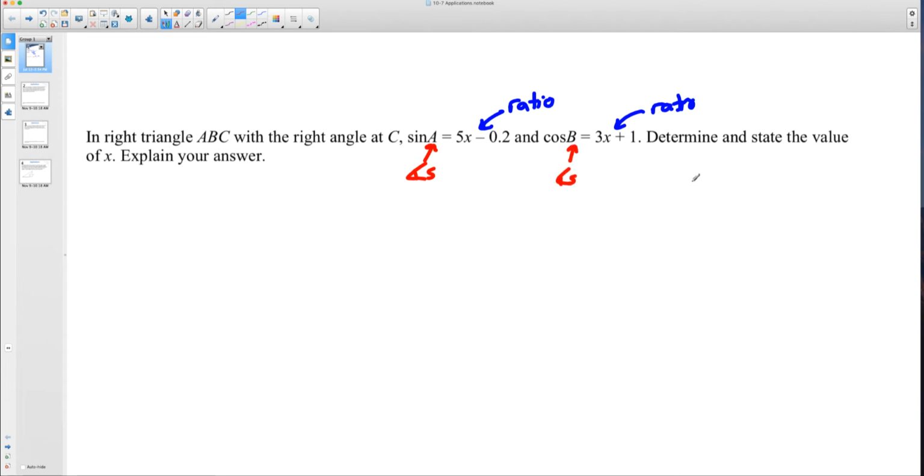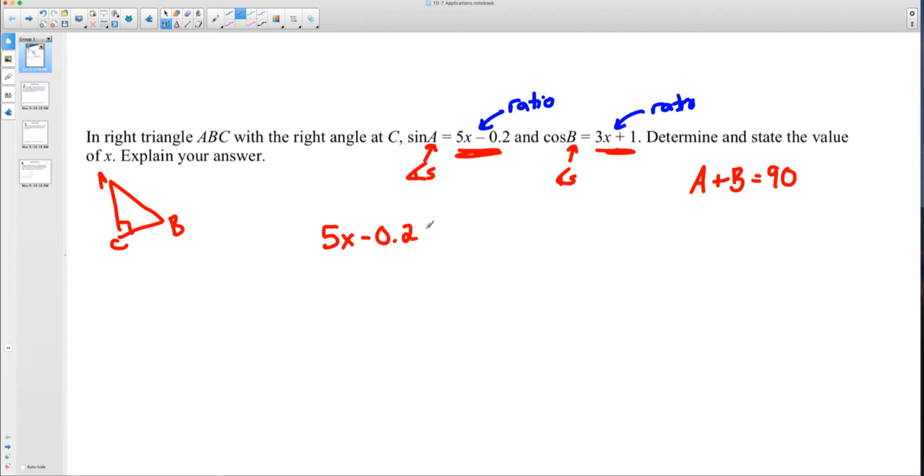So these angles, A plus B, have to equal 90 degrees because this is a right triangle. Here's C, so here's A and B. A and B have to add to 90 degrees, but their ratios are going to be equal, because their angles add to 90 degrees. So we could set up the equation 5x minus 0.2, and that's going to equal 3x plus 1. So let's solve it out.